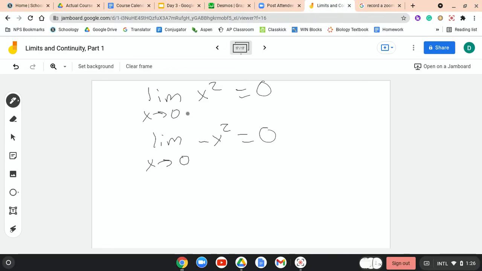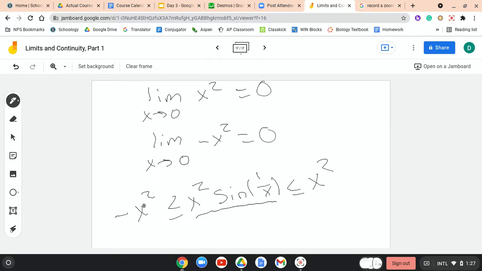All right. So this means that as x squared gets closer to 0, it goes to 0. And as negative x squared gets closer to 0, it gets closer to 0. But in our inequality, remember we said that negative x squared is less than or equal to x squared sine of 1 over x, which is less than or equal to x squared. This function always has to be in between these two functions because we've said it's greater than this one and less than this one. So it has to be in between them. So if both functions are going to 0, that means that this function also has to go to 0 because it's trapped in between them.